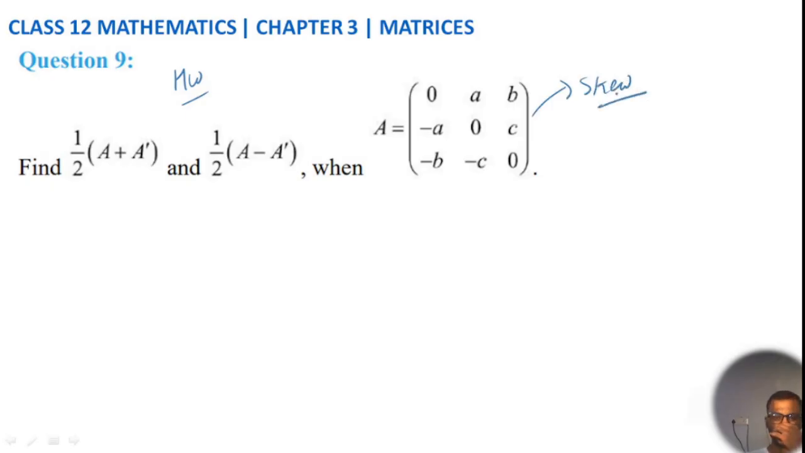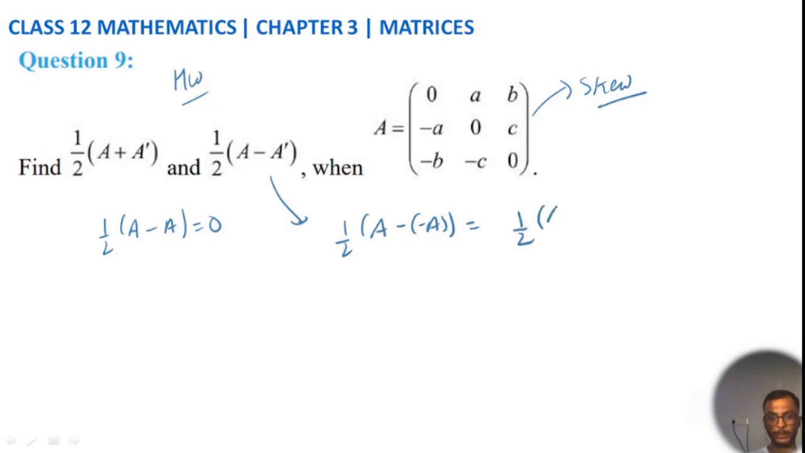So when you will add A plus A transpose, what will happen? What will be A transpose as this is skew symmetric? It will be minus A. So you will get 1/2 A transpose will be minus A. So this part you will get it as 0. And this part what you will get? 1/2 A minus of minus A. So it will be 1/2 A plus A. So it will be 2A upon 2. So this part you should get it as A and this part you should get it as 0, right? So you verify these things.